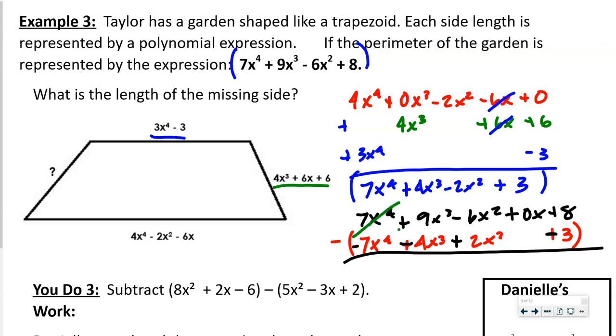So these two cancel each other out. 9 minus 4 is 5, so this is 5x to the third. Then we've got negative 6x plus 2x, so that would be minus 4x squared. And then there's nothing here. And then we got 8 minus 3, so that's plus 5. So that's our answer right there. That's what that side, the question mark, is equal to. Because if we added that in, and you could go ahead and try it, when you add this in, you should get our sum.